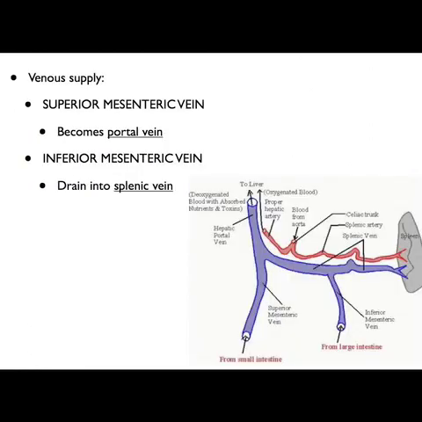Venous supply, as with the arteries, there are two major mesenteric veins, the superior mesenteric vein and the inferior mesenteric vein. The diagram shows the venous supply quite well. The inferior mesenteric vein comes up and drains into the splenic vein, which is part of that large trunk of vessels passing laterally. And then it joins the superior mesenteric vein to form the hepatic portal vein, which of course then goes off to the liver. But the diagram, I think, shows that quite well.